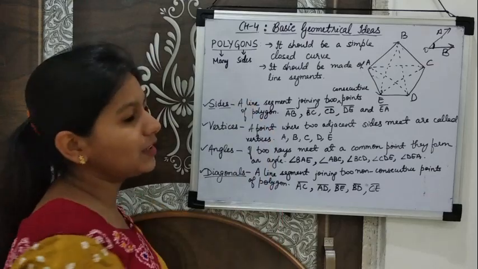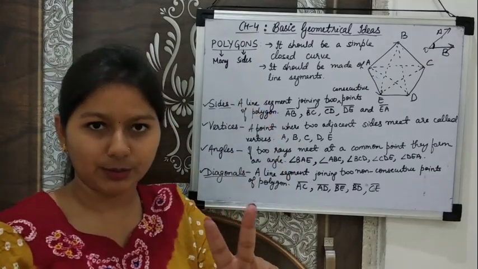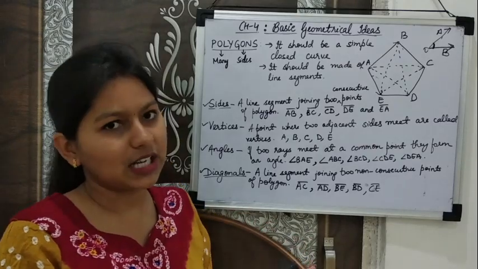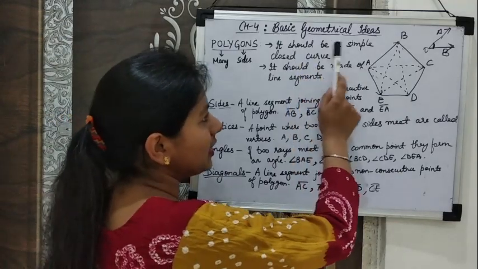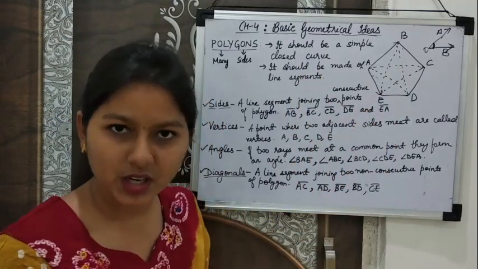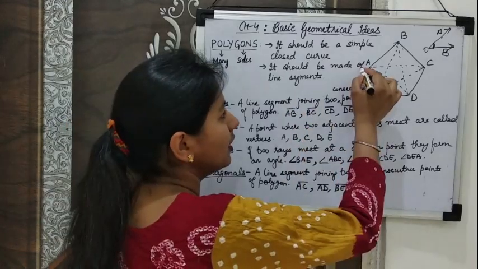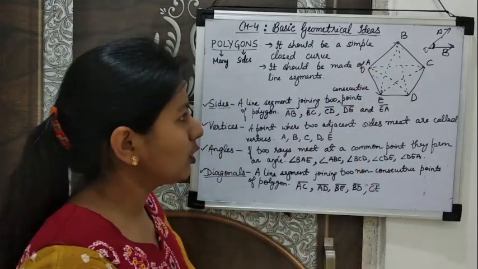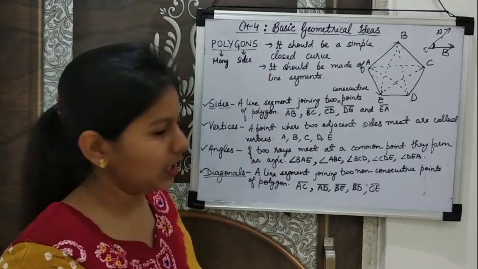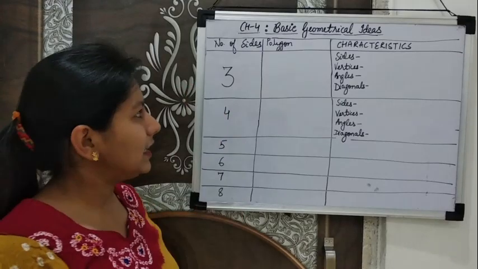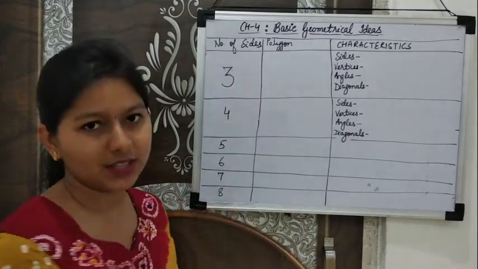And the most important one: what is a polygon? 2 conditions we have to remember, and only if both conditions are satisfied will the figure be a polygon. First condition is that it should be a simple closed curve. Second condition is that it should be made of line segments. We have to keep this in mind while studying polygons. Let us see the different types of polygons based on the number of sides.